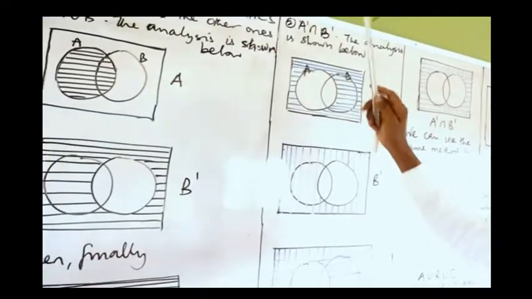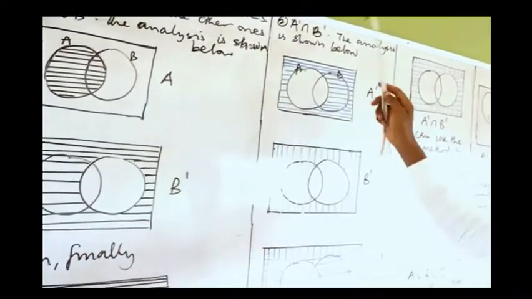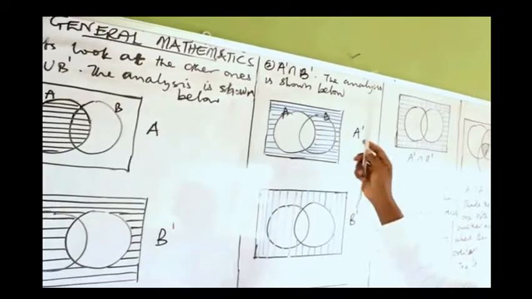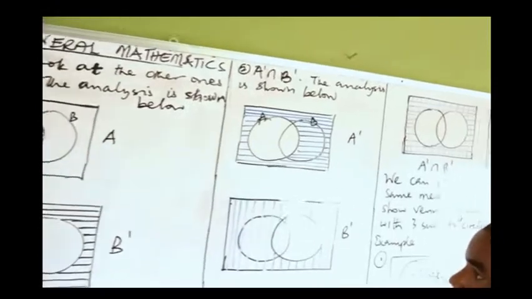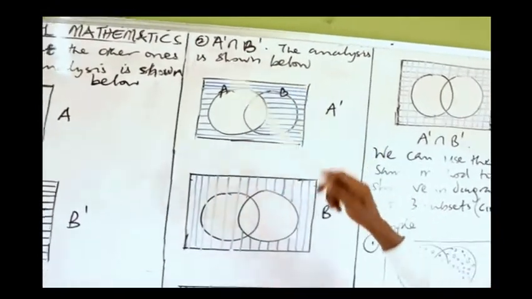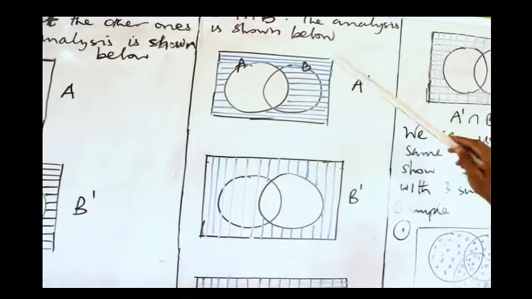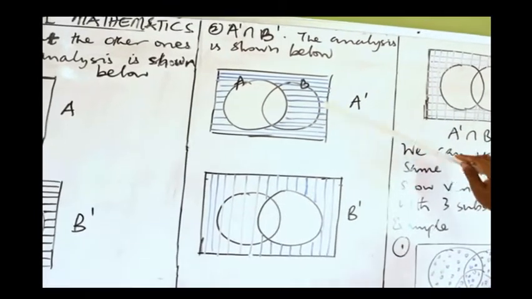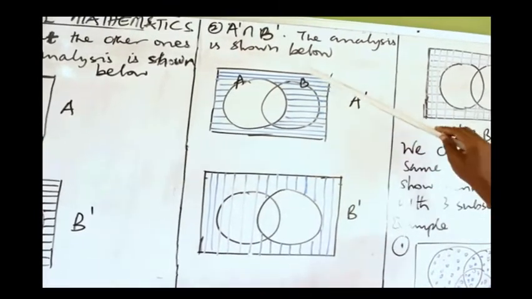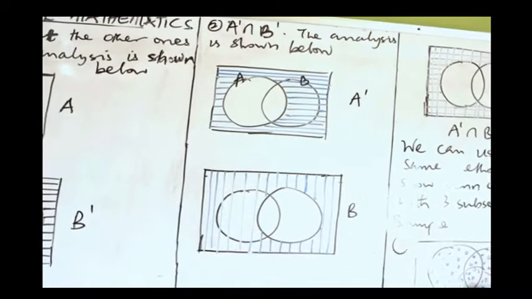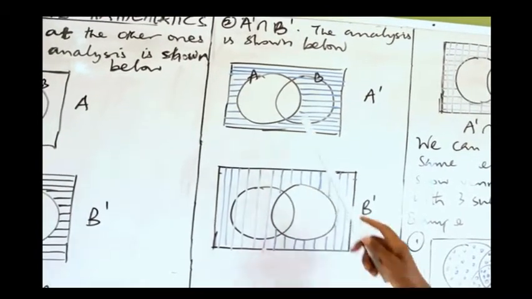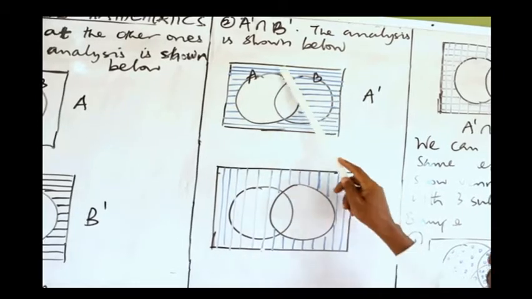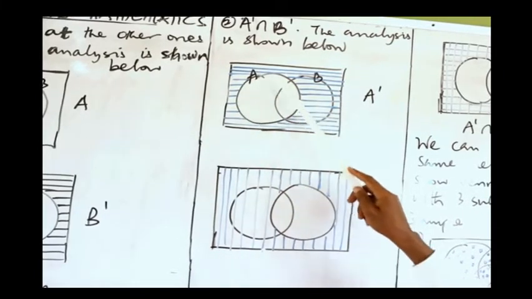Then let's look at this also. A complement intersection B complement can also be done the way we did the first one. Do it one by one. A complement is all the elements in the universal set that are not in A. That is, shade all other regions except subset A, except this circle.